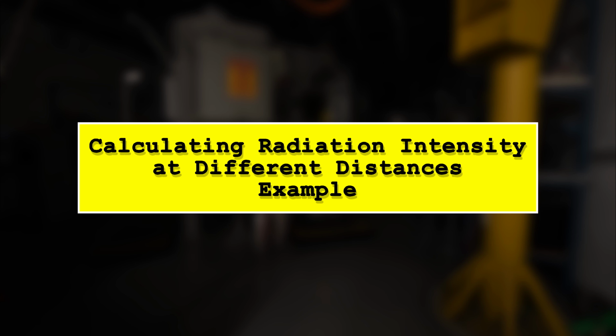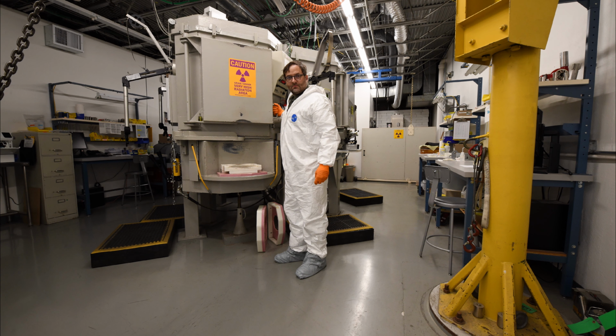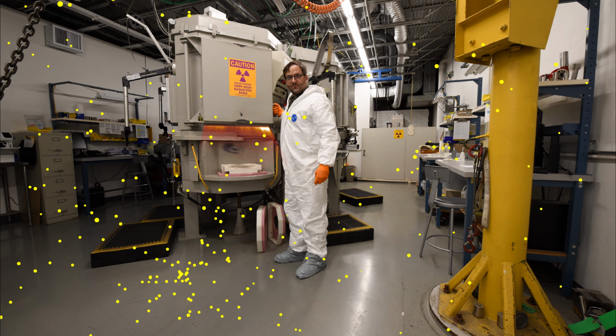Okay, here is an example of calculating radiation intensity at different distances using a scenario in the Sentinel lab to set the scene. Lights, please. Here we have this guy working in the lab who clearly should not be. And here we go, he's dropped a source on the floor again.